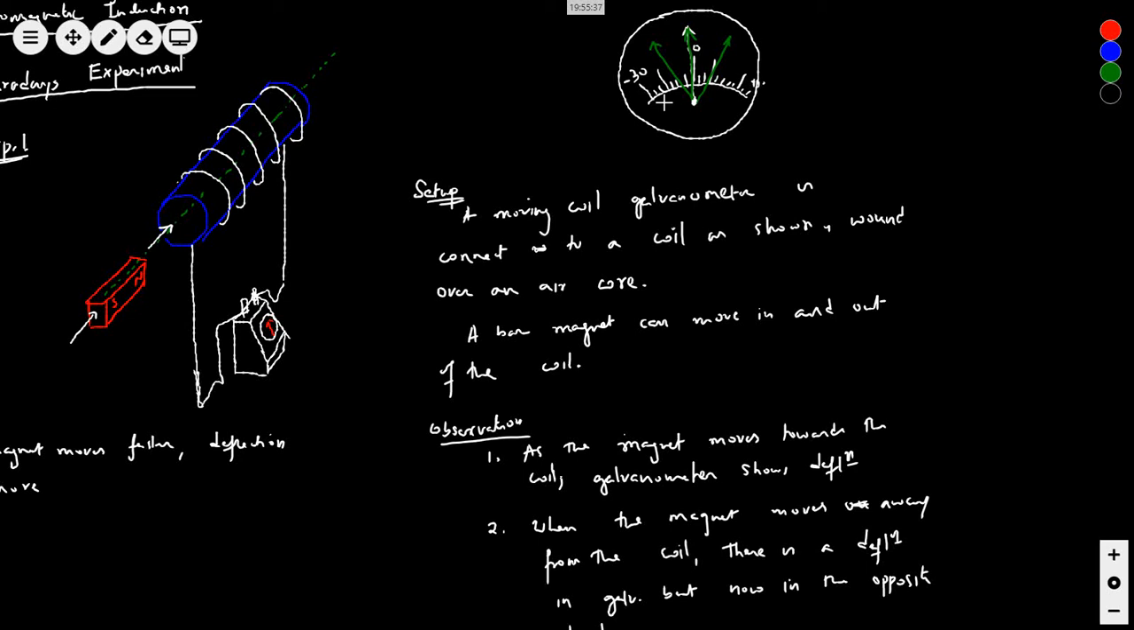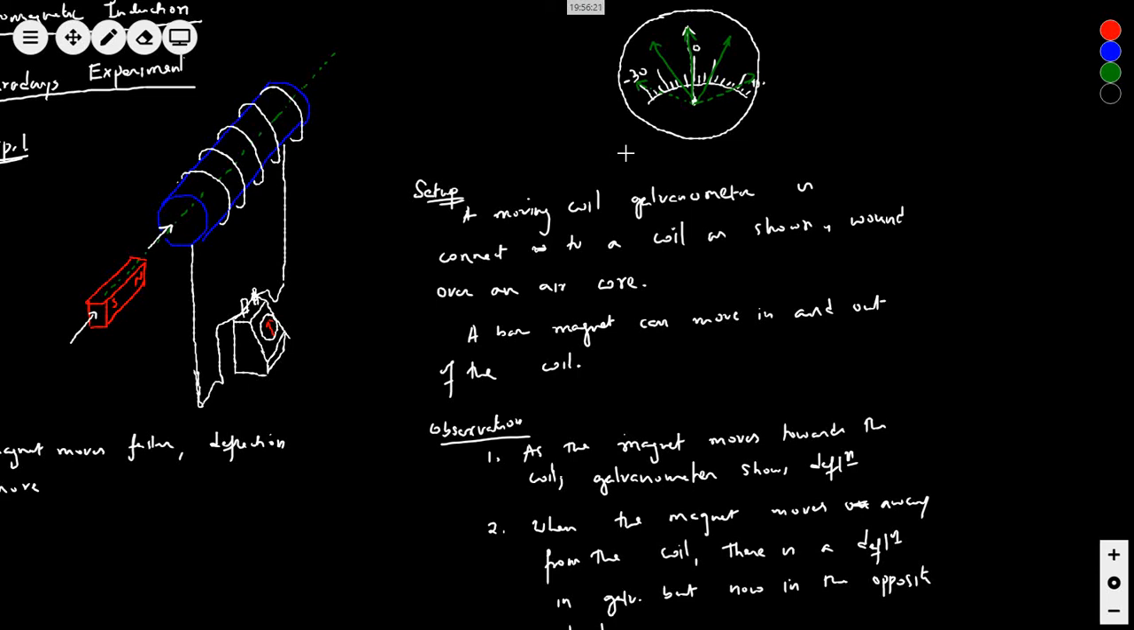The fourth point: if the magnet moves faster, closer or away, the deflection is even more. So it depends on the speed. What is happening? The galvanometer is a device used to measure or detect current. So when the galvanometer gives some deflection, it means a certain amount of current is getting established in the coil. Whenever the magnet moves, a current gets established in the coil.